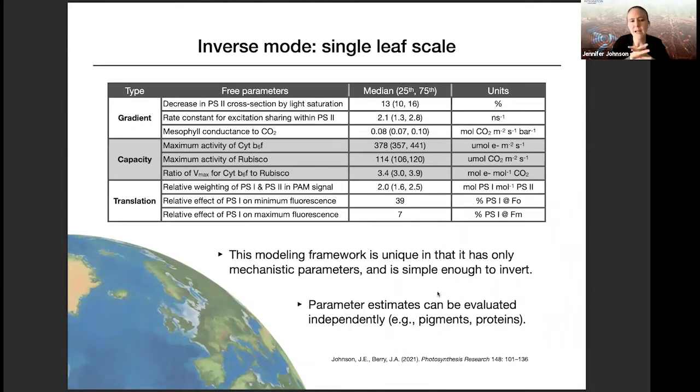And this table highlights the range of leaf functional traits that we've inferred from fitting the model to these experimental measurements. I don't want to go into the details of this, but I want to point out that what is unique about this approach is that this model only has mechanistic parameters, and yet it is still simple enough to invert. And this is a really important combination because it means that the parameter estimates can all be evaluated independently, for example, with pigment and protein measurements.